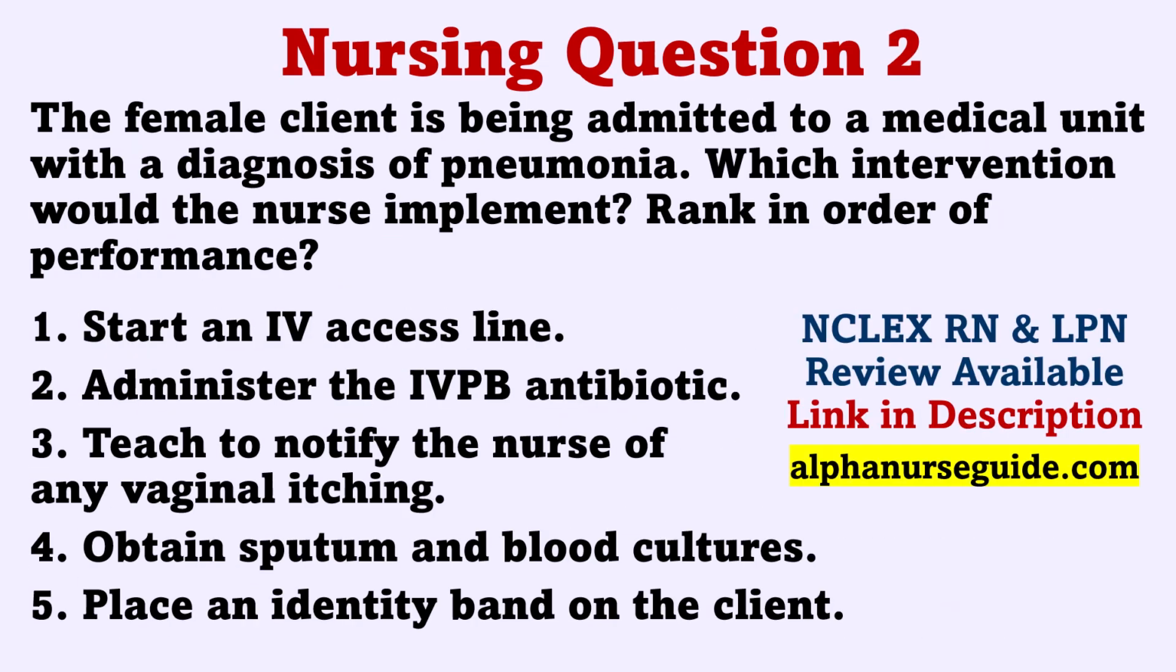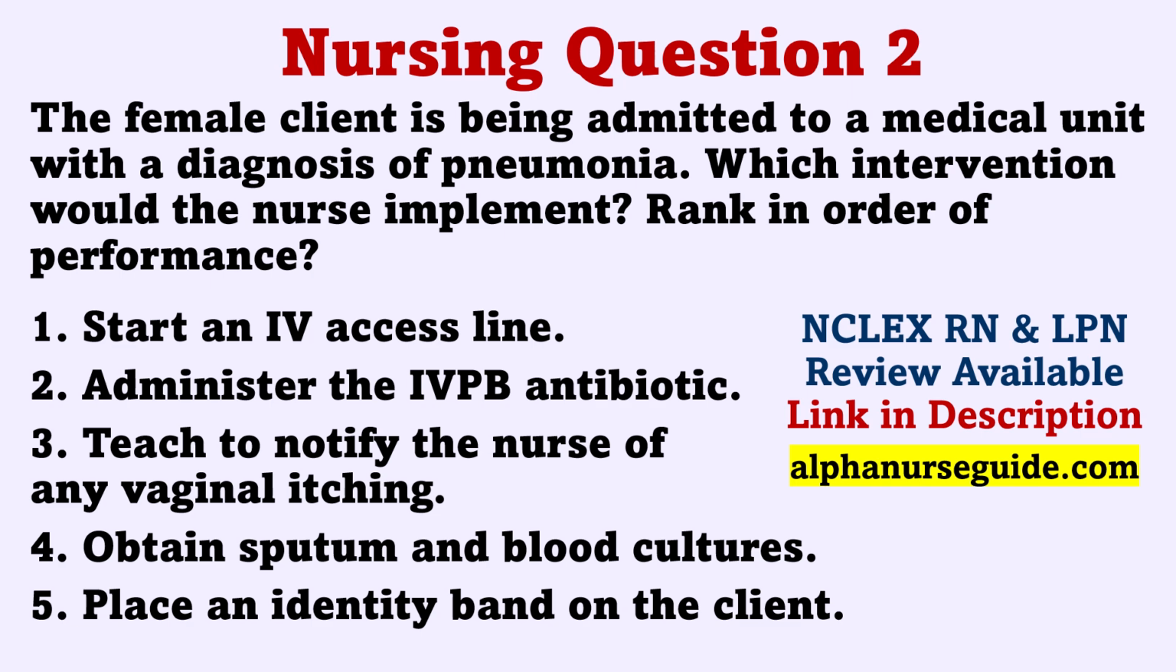The female client is being admitted to a medical unit with a diagnosis of pneumonia. Which intervention would the nurse implement? Rank in order of performance. 1. Start an IV access line. 2. Administer the IVPB antibiotic. 3. Teach to notify the nurse of any vaginal itching. 4. Obtain sputum and blood cultures. 5. Place an identity band on the client.